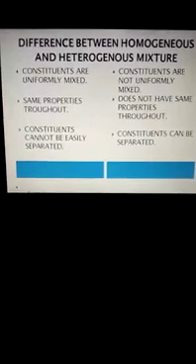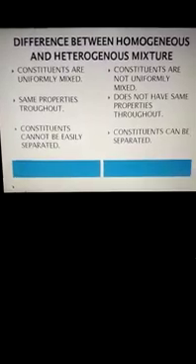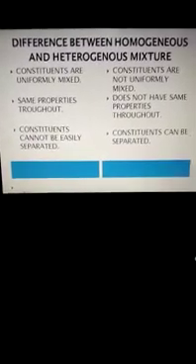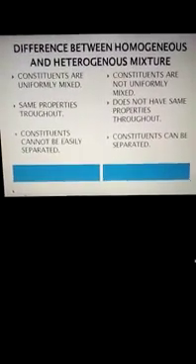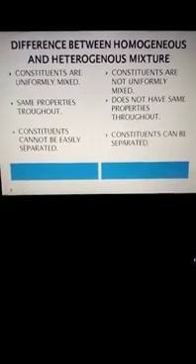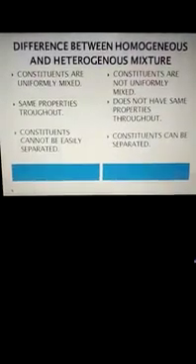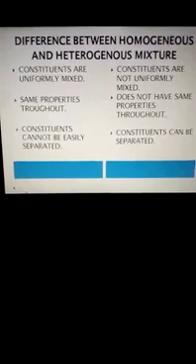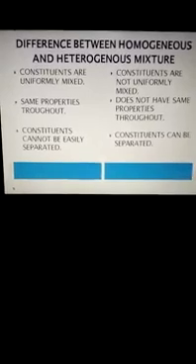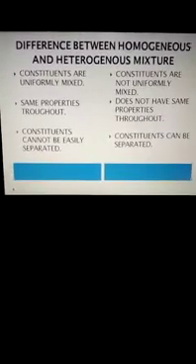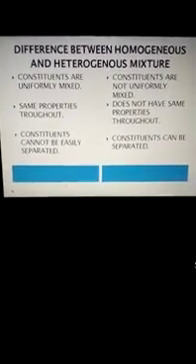Constituents cannot be easily separated in a homogeneous mixture because the solute and solvent are thoroughly mixed. The sugar or the salt cannot be easily separated by any means. Whereas in a heterogeneous mixture the constituents can be separated easily. By the filtration process, we can take out the sand or the sawdust from the heterogeneous mixture.